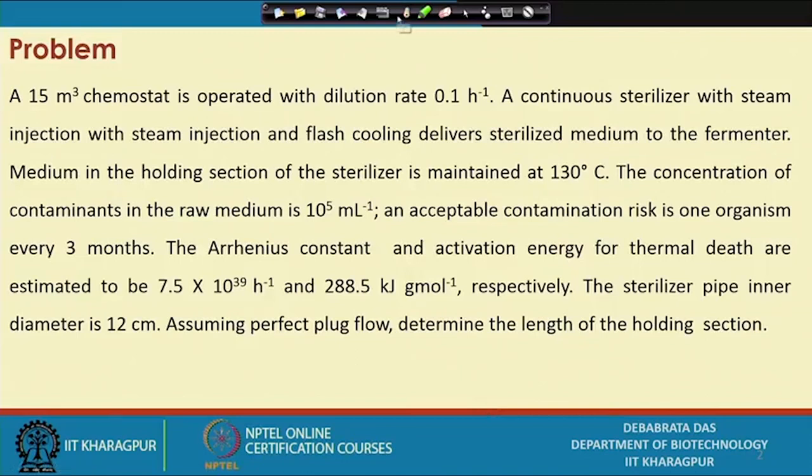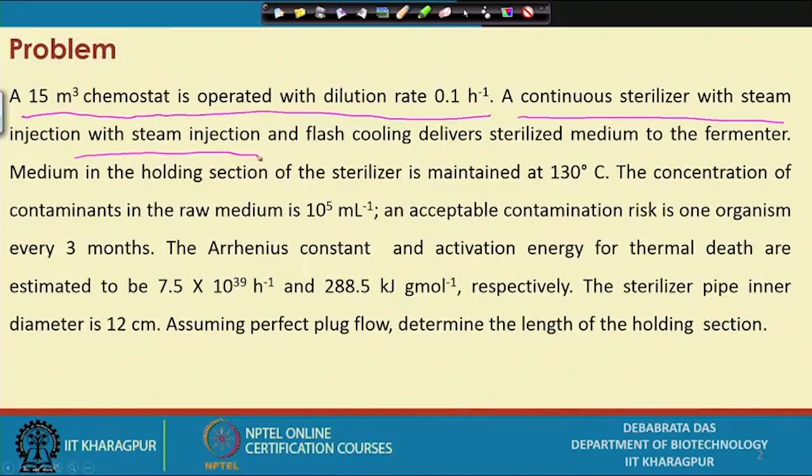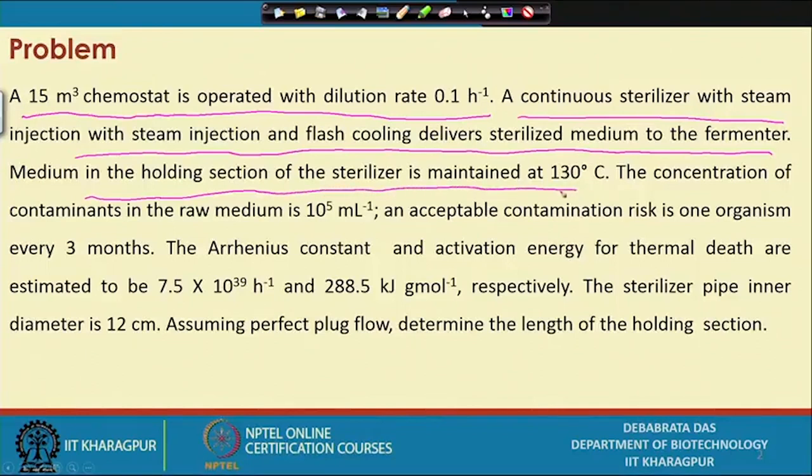Now, the first problem that I want to tell you: a 115 cubic meter chemostat is operated with a dilution rate of 0.1 per hour. A continuous sterilizer with steam injection and flash cooling delivers the sterilized media to the fermenter. The media in the holding section of the sterilizer is maintained at 130 degree centigrade. I told you previously it is 140 degree centigrade, but in this problem they mention 130 degree centigrade.